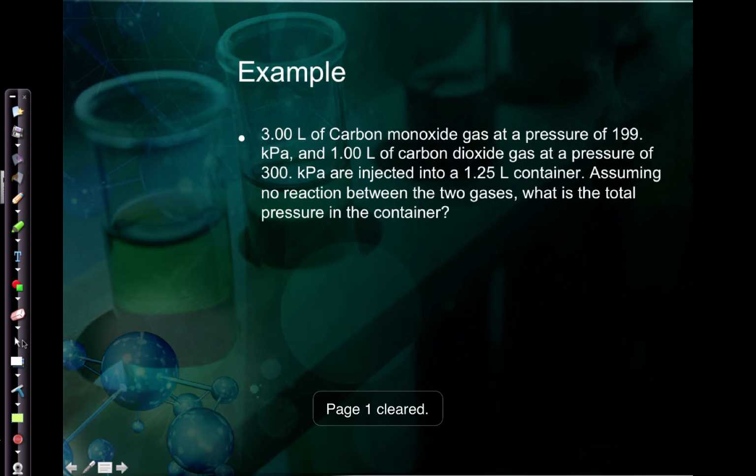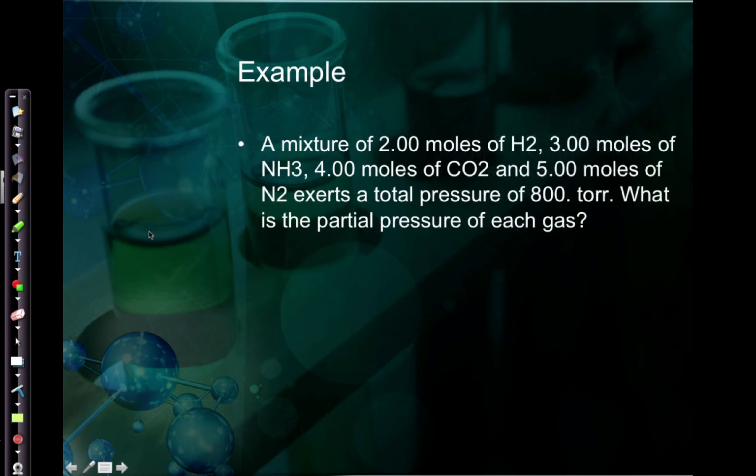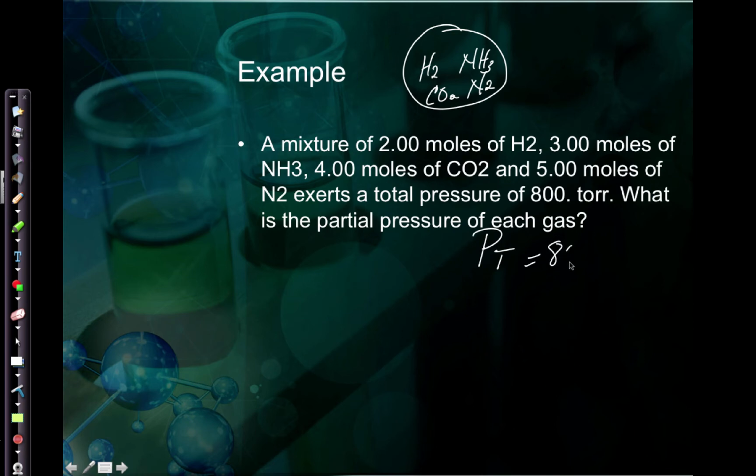All right, so let's look at another type of example. A mixture of 2 moles of hydrogen, 3 moles of ammonia, 4 moles of CO2, and 5 moles of N2 exert a total pressure of 800. What is the partial pressure of each gas? Inside this container, you've got a mixture of different gases: hydrogen gas, ammonia, CO2, and N2. The total pressure inside that container is equal to 800. So I want to figure out the pressure that each gas exerts.